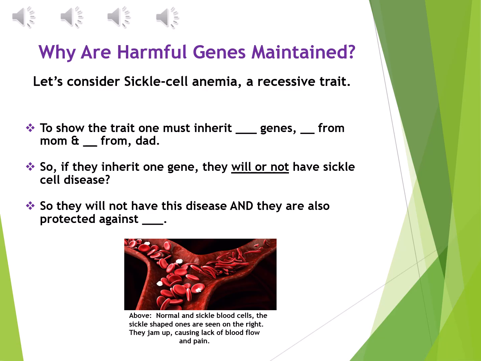I wanted to add, just to be clear, the reason why the individual would not have sickle cell disease if they inherit one gene for sickle cell is because from the other parent, they would have inherited the very common, very normal dominant gene for typical circular red blood cells. So they would only have the disease itself when they had no dominant gene overriding the recessive flaw.